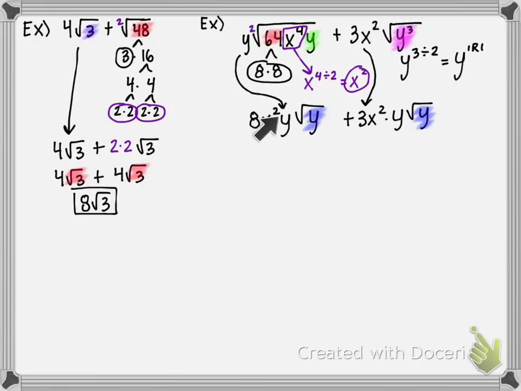So since x squared y is the same as x squared y and square root of y is the same as square root of y, I'm safe. So 8 plus 3 is 11. X squared y, remember we do not change, we don't add these, we just keep them the same, x squared y. Square root of y stays the same, and that is your final answer.